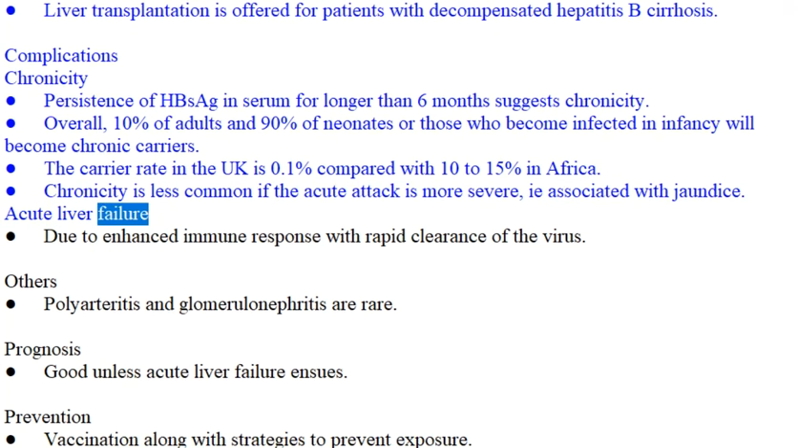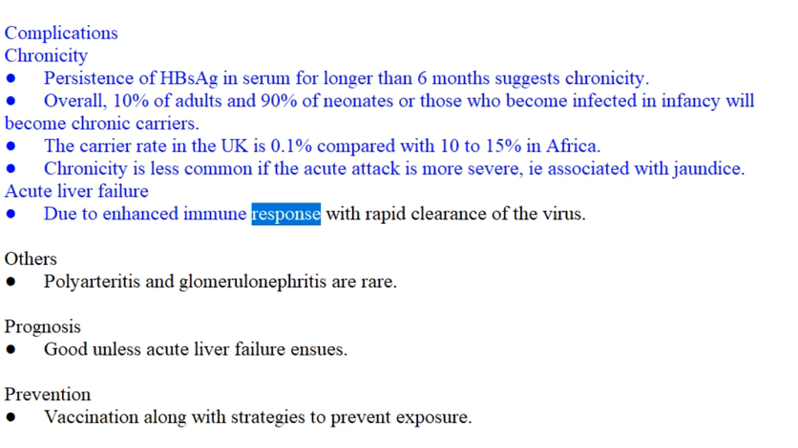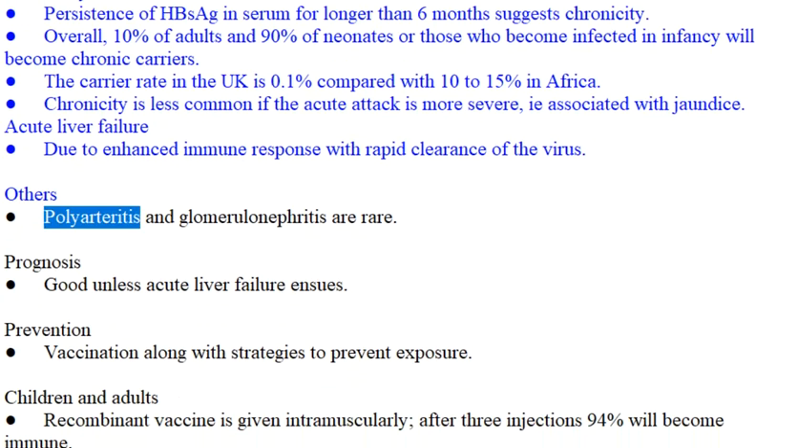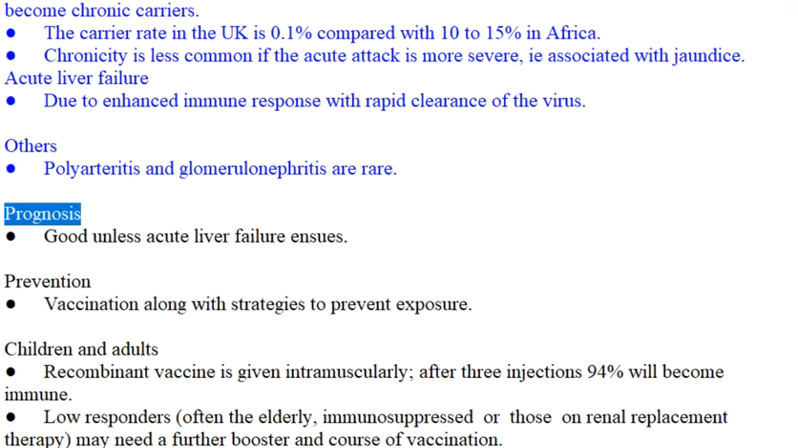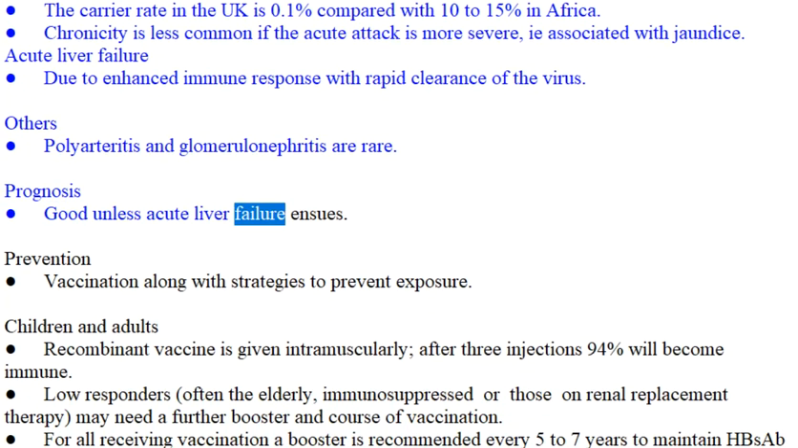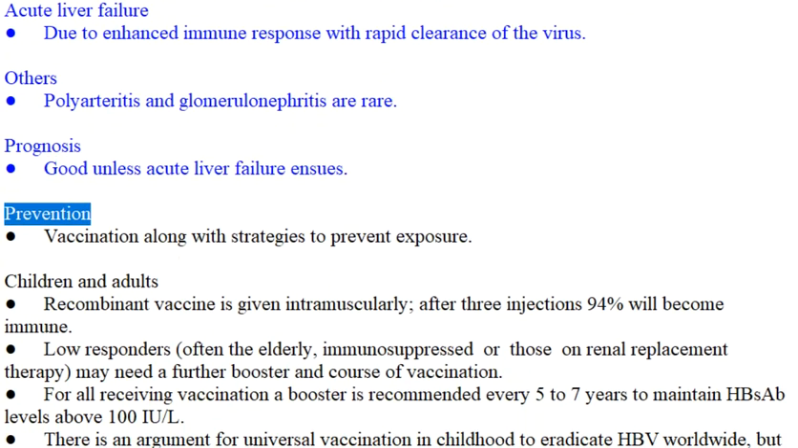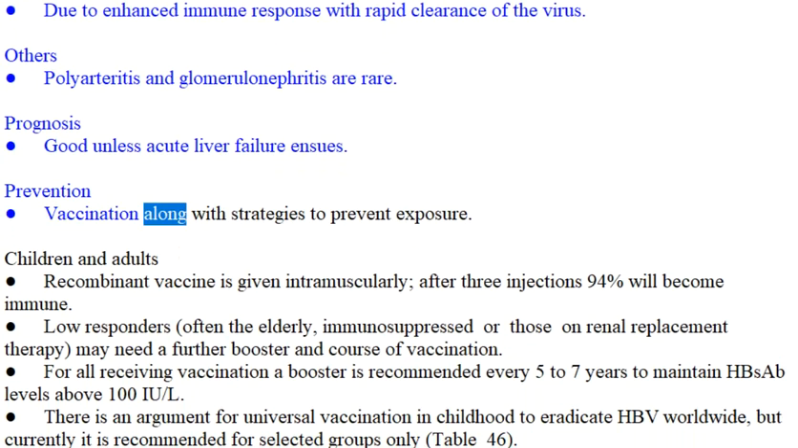Acute liver failure. Due to enhanced immune response with rapid clearance of the virus. Others. Polyarteritis and glomerulonephritis are rare. Prognosis. Good unless acute liver failure ensues. Prevention. Vaccination along with strategies to prevent exposure.